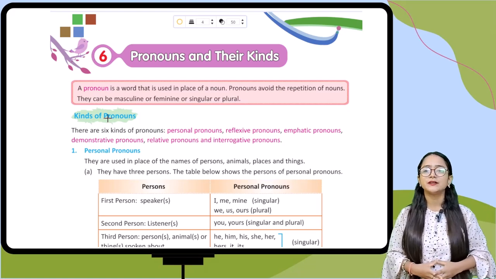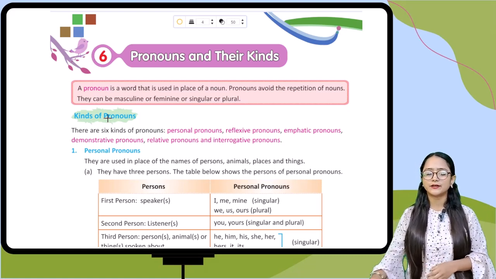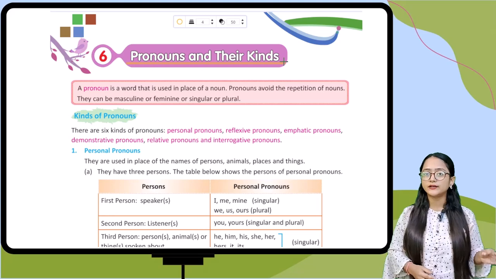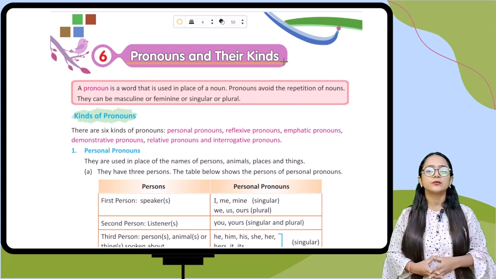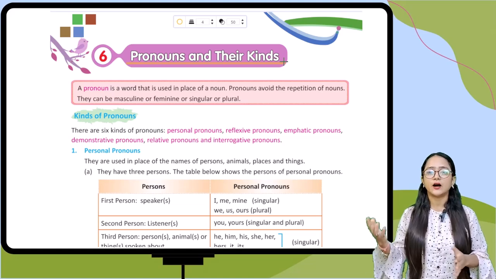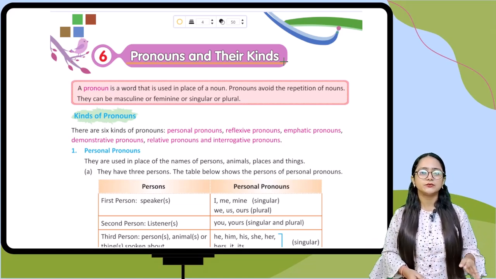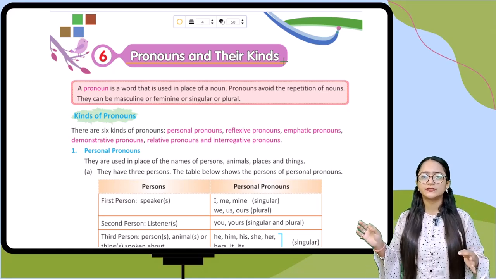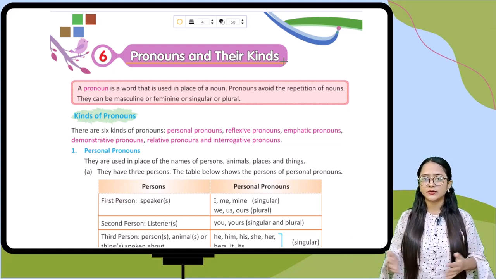So now let's move into the new chapter, that is chapter 6, pronouns and their kinds. So basically, what are pronouns? We have already learned about pronouns in the previous class. Pronouns are the words which we use in place of a noun. For example, you can't use your name in each and every sentence. You can use he or she. If you are a boy you can use he, if you are a girl you can use she.